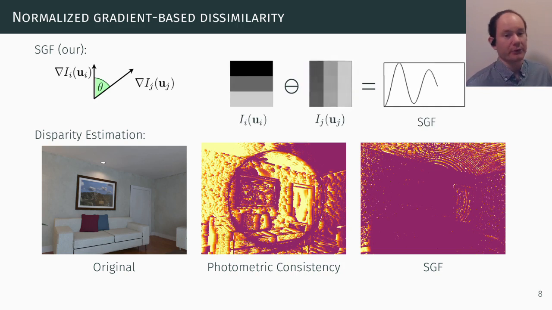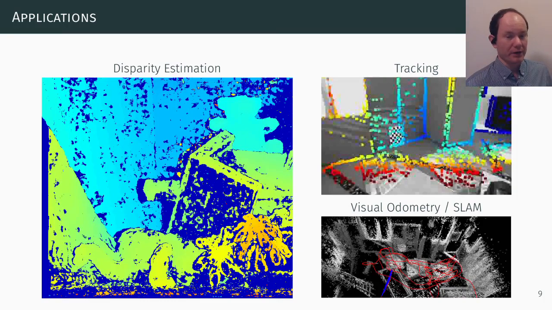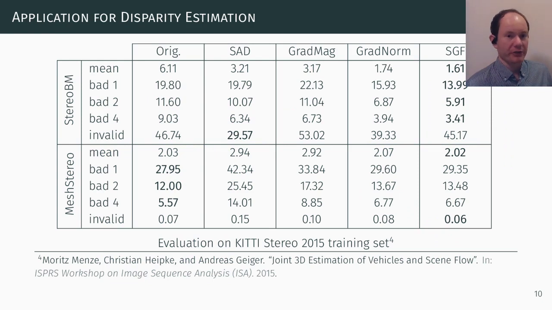the classical photometric consistency. As such, we applied our gradient-based measure to disparity and depth estimation as well as visual odometry. For disparity estimation, we integrated our and other gradient-based measures like sum of absolute differences, or short SAD, absolute difference of gradient magnitude, short GradMag, and the norm of the gradient's difference, abbreviated as GradNorm, in Mesh Stereo and OpenCV's stereo block matching.